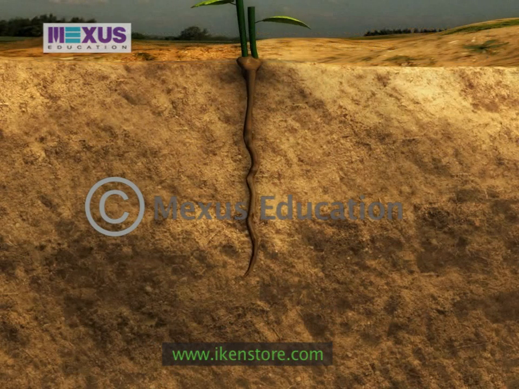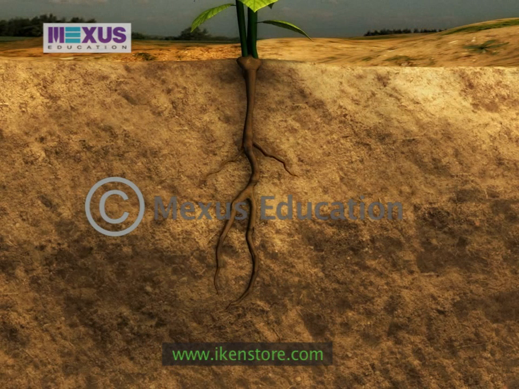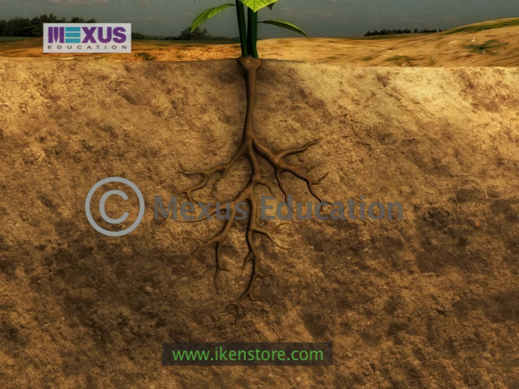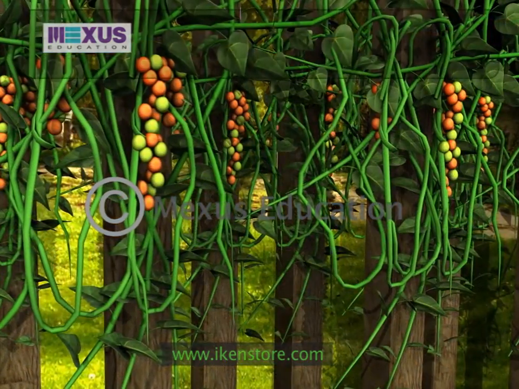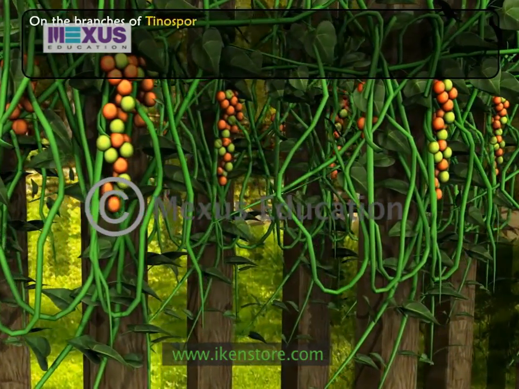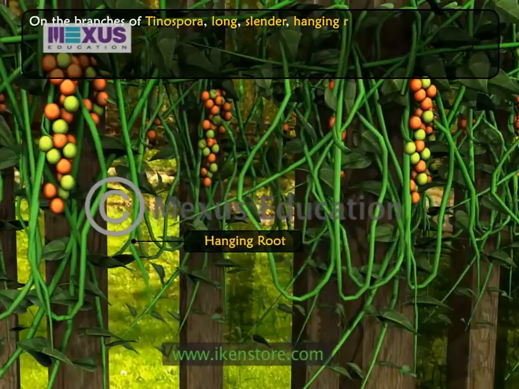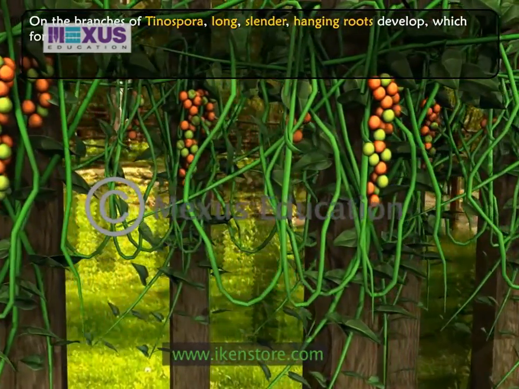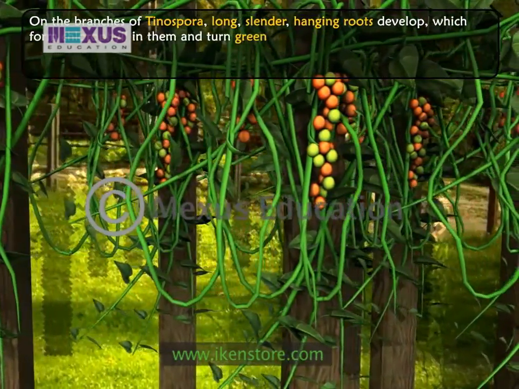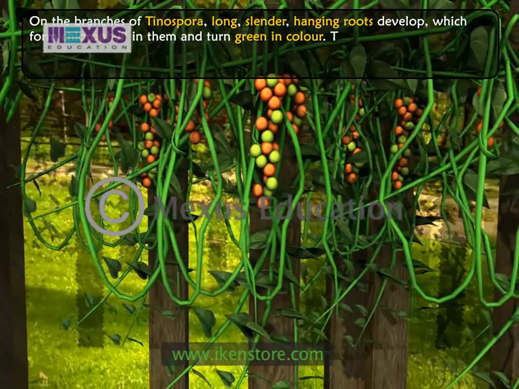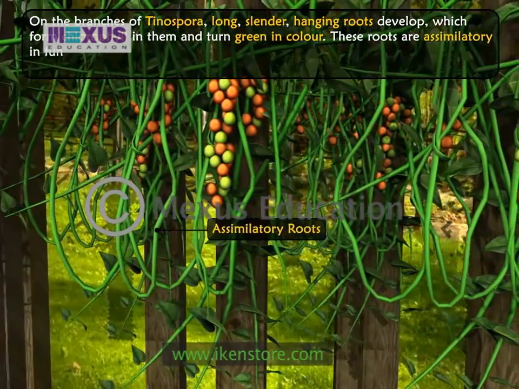There is a certain amount of food stored up in the root, usually in its mature region. As the root grows further, the stored food is utilized. On the branches of Tinospora, long slender hanging roots develop, which form chlorophyll in them and turn green in color. These roots are assimilatory in function.